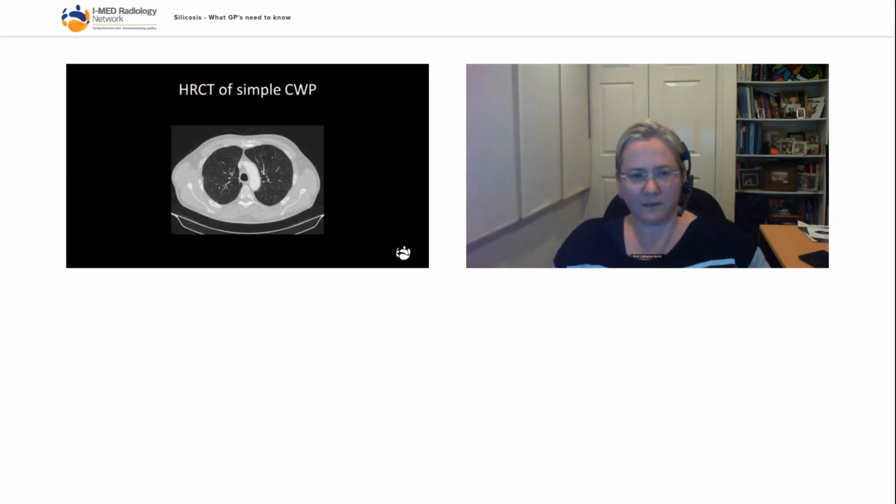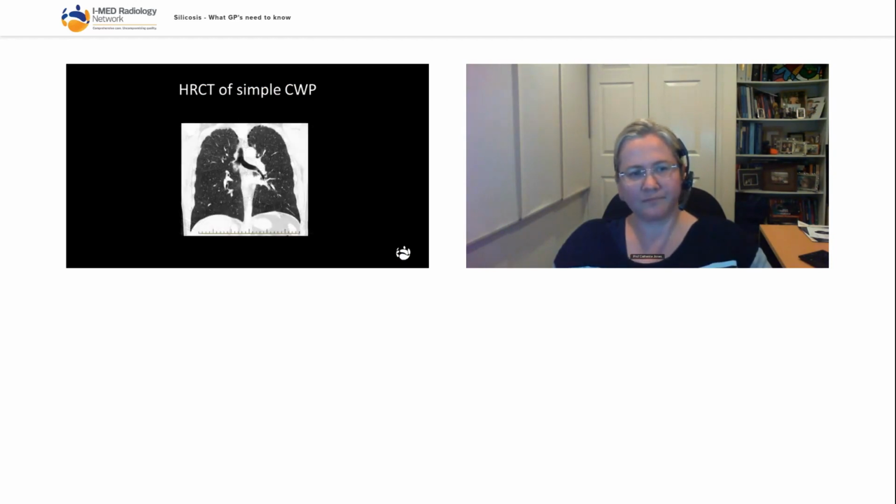When we look at the CT for this, it's a fairly subtle CT, but there's lots and lots of nodules that shouldn't be there. And when I look at this case, this person has simple CWP. It doesn't mean that they're symptomatic, and it doesn't mean that it will progress, but certainly they do need to be aware of that and to moderate their dust exposures at their job.